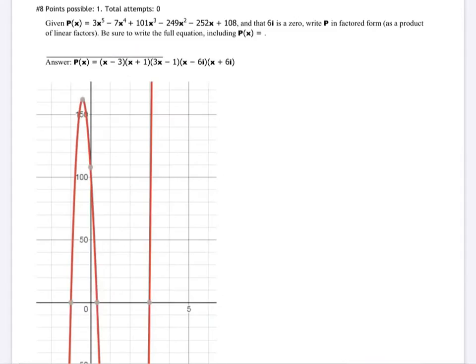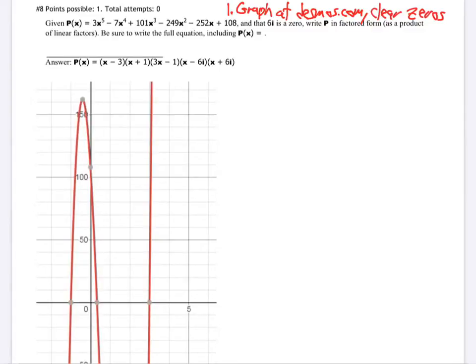Okay, number 8. This is the hardest one in the homework. Here we go. Step 1 is to graph it at desmos.com, get any clear zeros. Okay, I've got the graph for us here, and you can see some clear zeros.